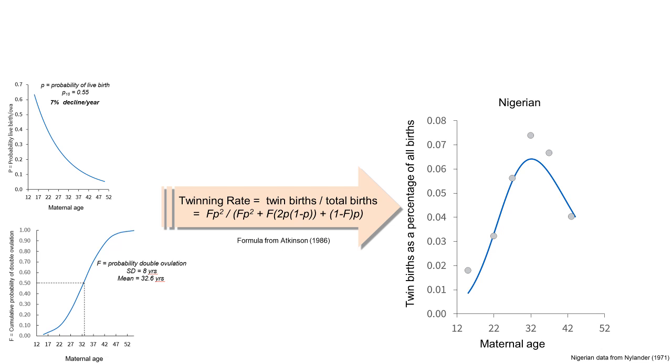So we know that there are two factors that are involved in determining the twinning rate. One of those factors is obviously the probability of double ovulation. And a function for the probability of double ovulation against female age is shown in the lower left side of the slide. And we have this increasing as a cumulative normal function. The second factor determining the rate of dizygotic twinning is the probability that a fertilized egg will actually survive to live birth. And these are the only two variables that influence the twinning rate.